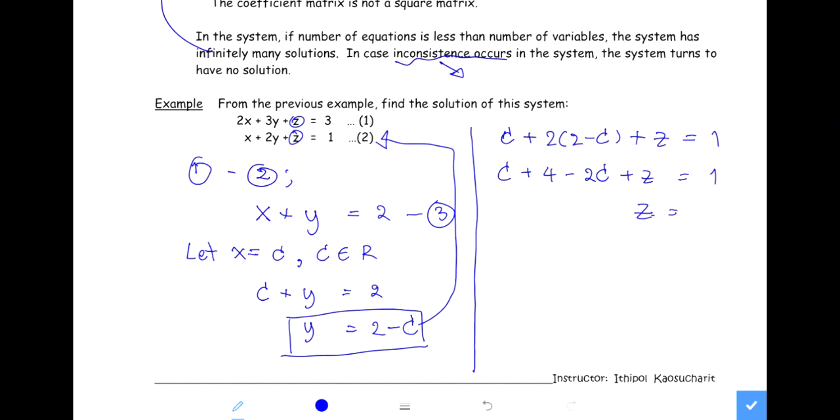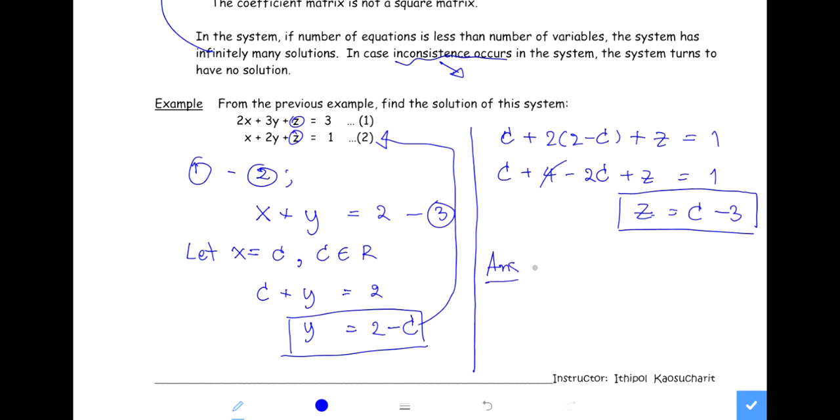The other side, right? 4, move it there. 1 minus 4 is minus 3. And then c minus 2c is negative c. Move it to the other side, I'm going to have a positive 1. So letter z is c minus 3. Okay, my answer would come out to be like this.